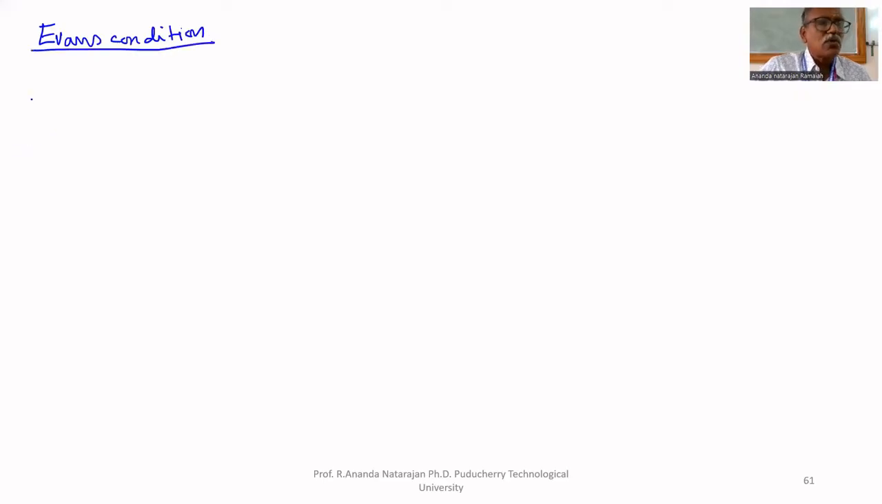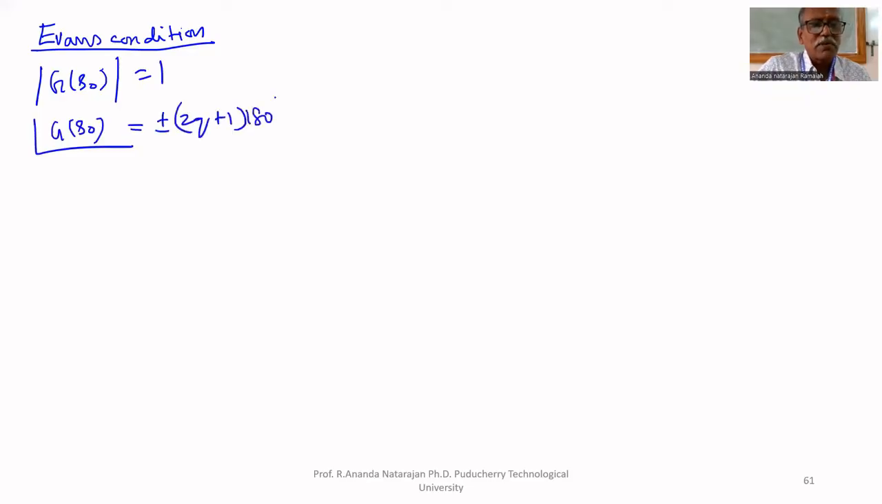For a point to be on the root locus, the modulus of G of S naught must be equal to 1, and the angle of G of S naught must be equal to plus or minus (2q plus 1) multiplied by 180 degree. So for the first condition, this is k times, this is also k times. The angle of k is 0. That's why we can leave it.